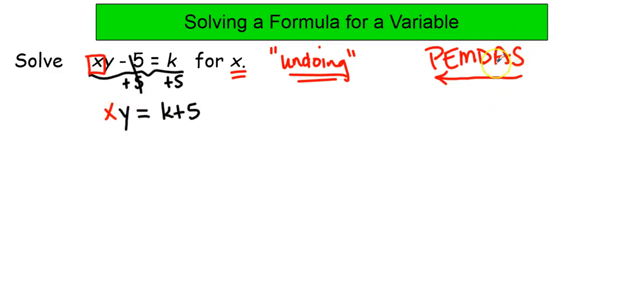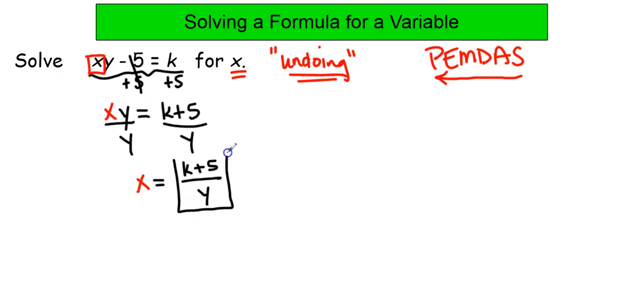So the next thing that I work through, I've got addition and subtraction taken care of. Now I'm looking for multiplication and division. And when I'm looking for that, I see multiplication here. In order to undo my multiplication, I've got to divide by y. Whatever I do to one side, I do to the other. It doesn't matter if we're working with numbers or variables. All the same rules apply. And so what that ends up giving me is that x is equal to this expression, k plus 5 divided by y. And that's your answer. I've got x by itself. There's the expression that tells me what x is.